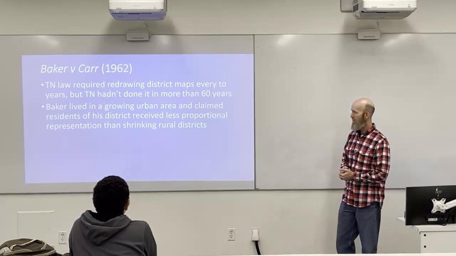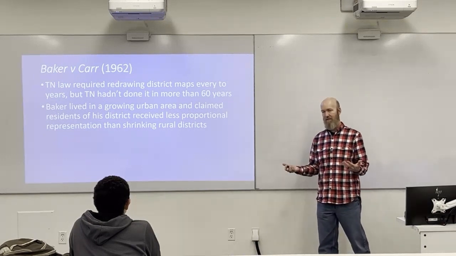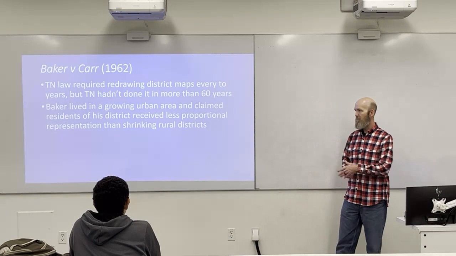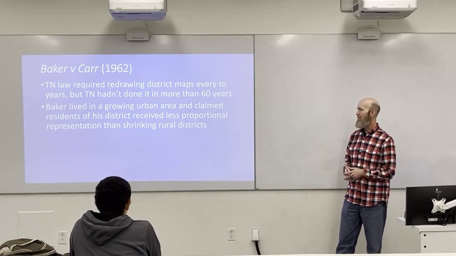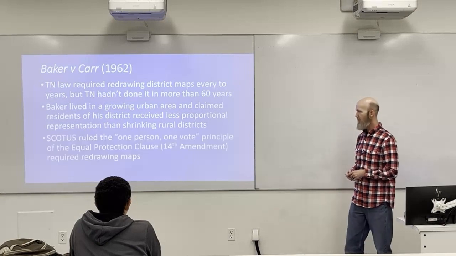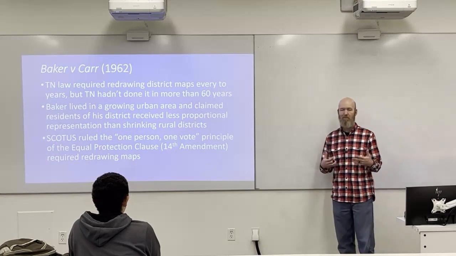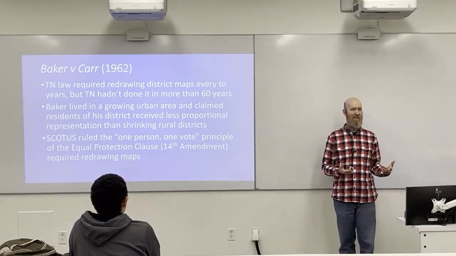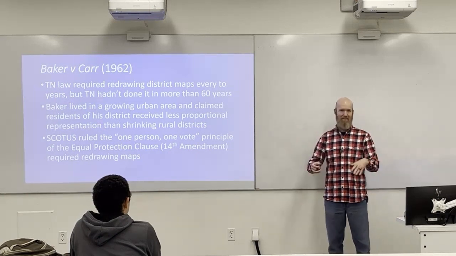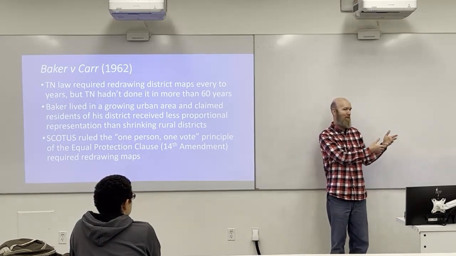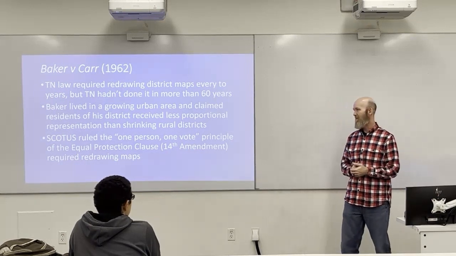So Baker sued and said that he was effectively being denied equal representation based on the population because the maps were 60-something years old. Baker lived in a growing urban area, Memphis. The Supreme Court ruled there's a principle, one person, one vote. Everybody's vote should be roughly equal. That means that if you have 10,000 people over here that have a representative, then over here, a representative should also represent roughly 10,000 people. You need to keep the districts up to date with the maps.